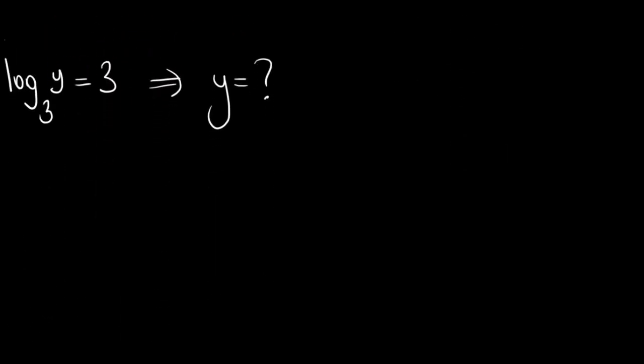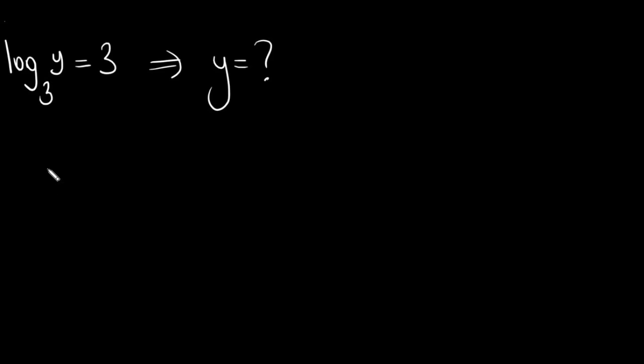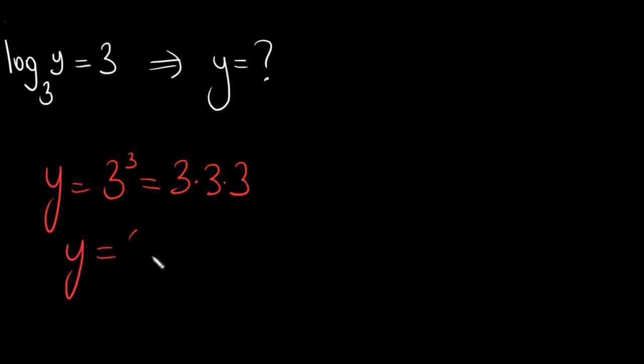And let's look at the next one. So in this case, y is going to be 3 to the power of 3. And 3 to the power of 3 is 3 times 3 times 3. We multiply 3 by itself 3 times. So that means y is equal to 27, because 3 times 3 is 9, and 9 times 3 is 27.